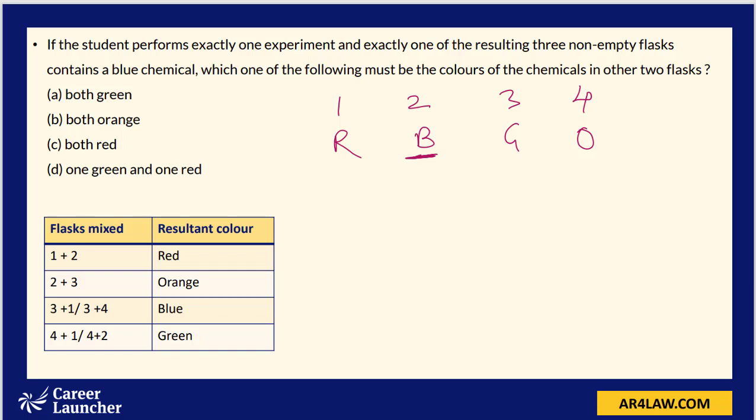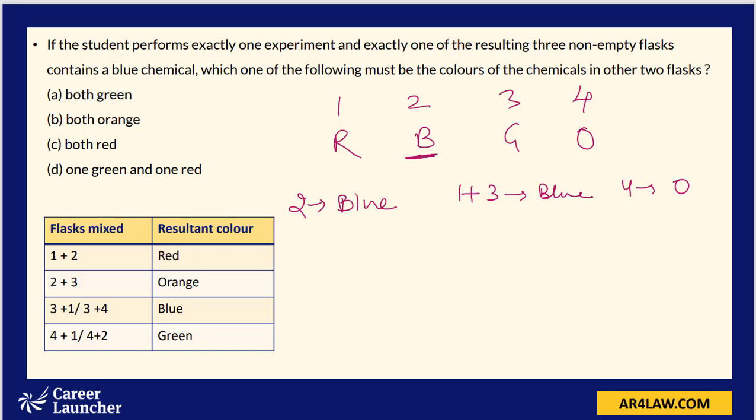Okay, if I am retaining my original blue, that means I am keeping my flask number 2 intact, and then we are left with 1, 3 and 4. So if we are mixing 1 with 3, we get a blue, and in that case 4 is being left out, which would have orange.